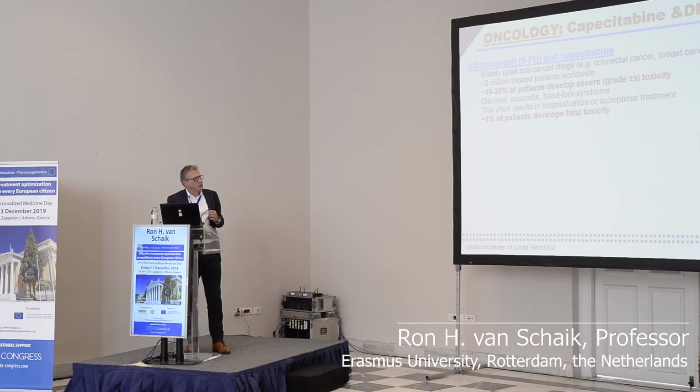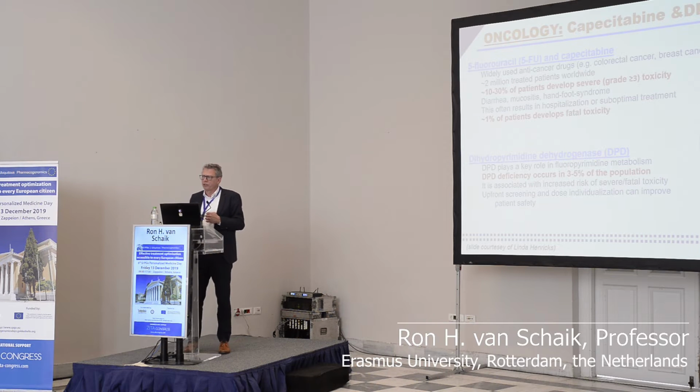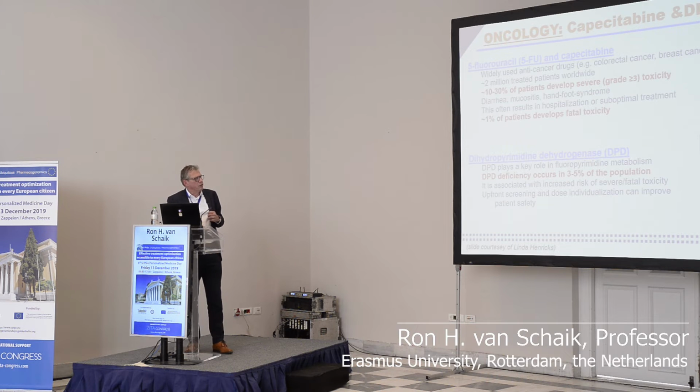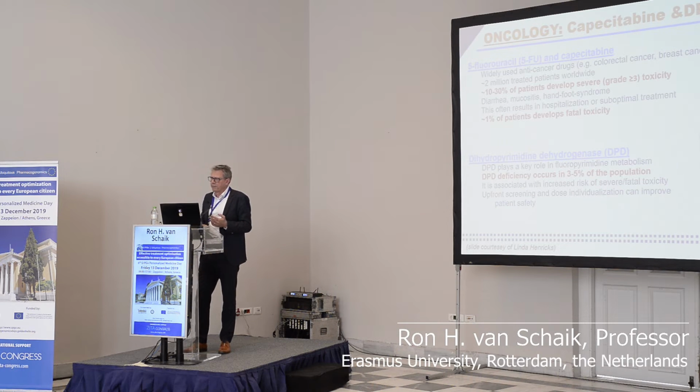You can see here the metabolism: capecitabine is being converted to 5-FU, and then there's a two-way. 80% is being metabolized by the enzyme DPD into an inactive component, and 1 to 5% into active metabolites. It appears that DPD deficiency, so a lack of enzymatic activity, occurs in 3 to 5% of the population. And for a majority, this is genetically determined. So if you do not have DPD activity, then all of a sudden, all the capecitabine will be transferred to active metabolites, and you can have severe toxicity, which can be life-threatening.